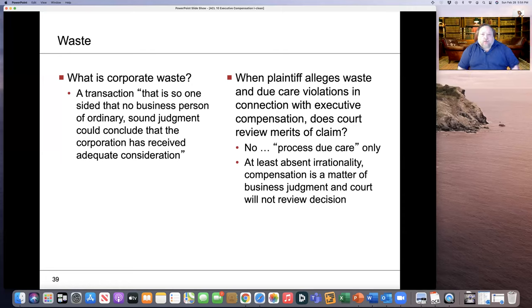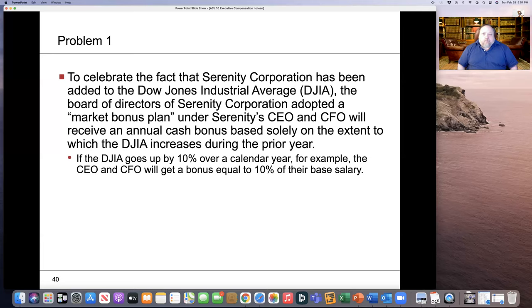One Delaware chancellor amusingly spoke to the probability of successfully bringing a waste claim by saying that a successful waste claim was kind of like the Loch Ness Monster. It's conceivable that it's out there, but nobody's ever really seen it. Now, I think the best way to look at this is to do some problems.